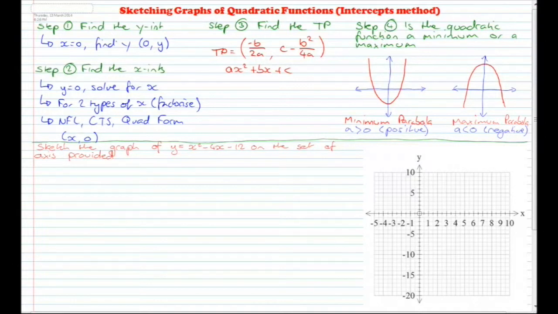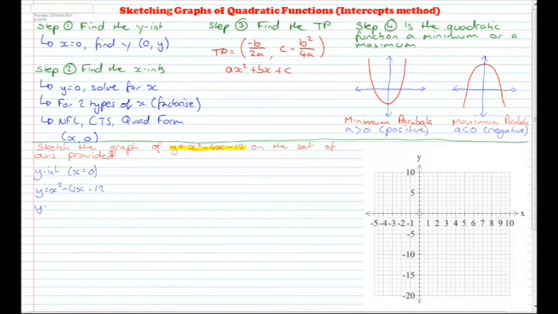So step 1 says find the y-intercept. So we're going to write y-intercept, and of course to find the y-intercept we're going to make x equal to 0. So write out the equation now of the function. So we've got that written out here. So that is y equals x squared minus 4x minus 12. So that becomes y equals x squared minus 4x minus 12. And of course, in order to find the y-intercept, we're going to make x equal to 0.